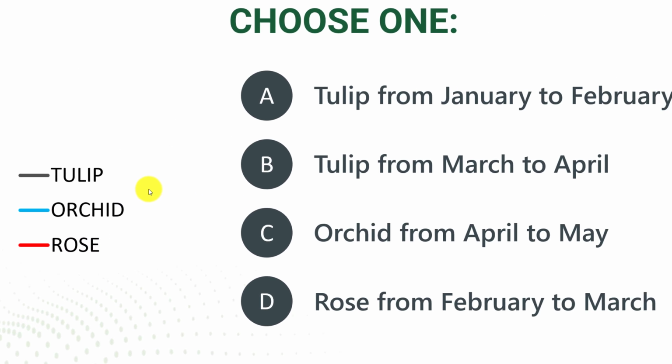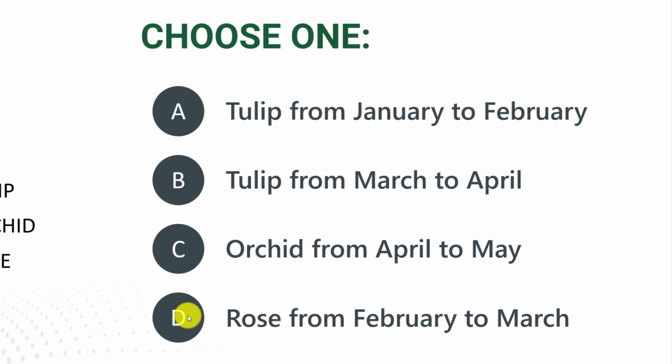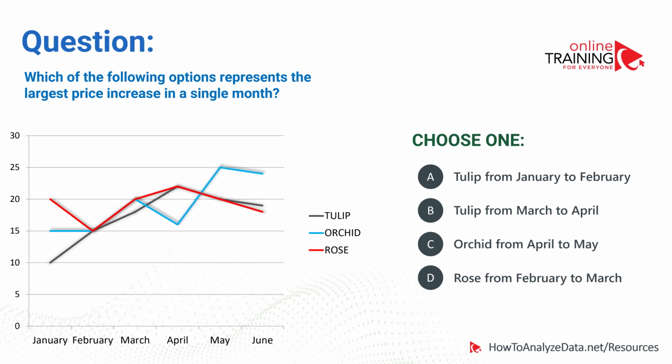You have 4 choices: tulips from January to February. Choice B, tulip from March to April. Choice C, orchid from April to May. And choice D, roses from February to March. Which one do you think is the correct answer?